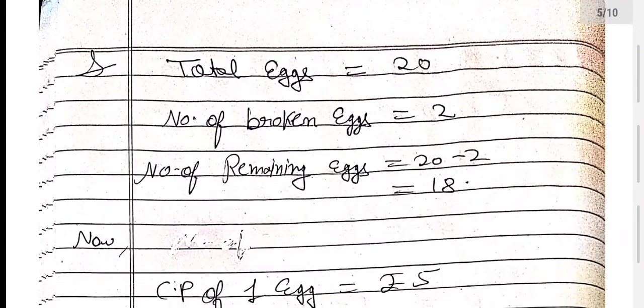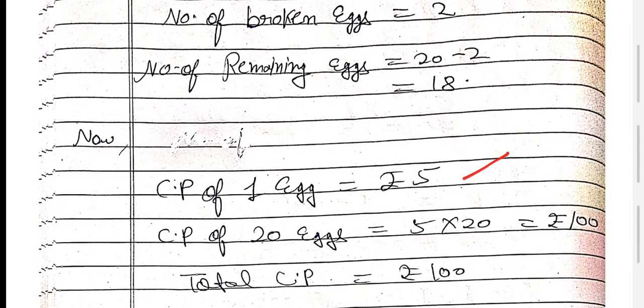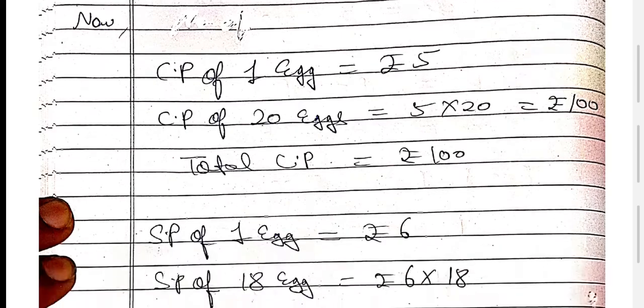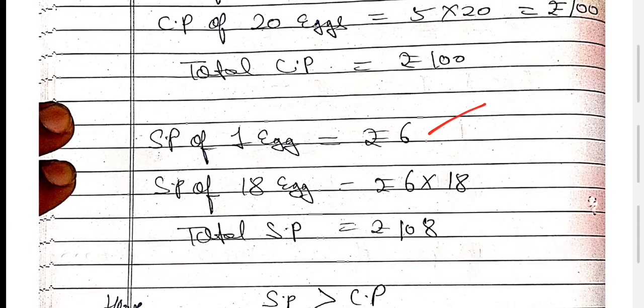Okay. Just write, total eggs you have 20. Number of broken eggs you have 2. Then the number of remaining eggs is 20 minus 2, that is 18. Now CP of 1 egg is rupees 5. Then CP of 20 eggs you have to find out, so you multiply, that is 100. So total CP you have is rupees 100. Now SP of 1 egg is rupees 6. Then what is the number of remaining eggs? Remaining eggs are 18. So you have to find the SP of 18 eggs. 6 into 18, you get 108.